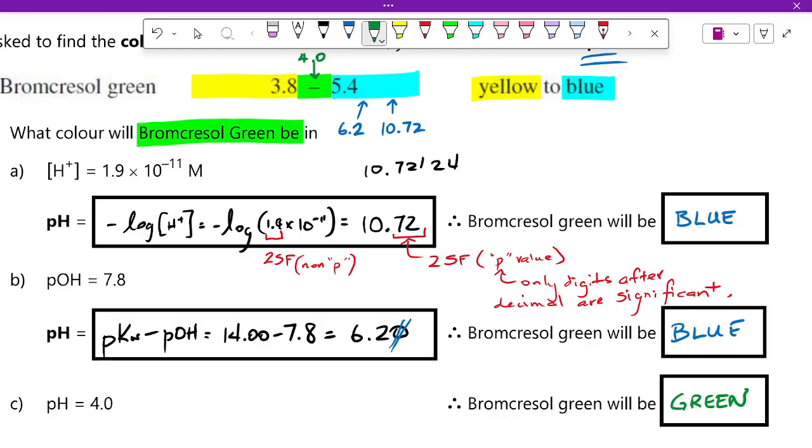And once you're done, you can check your answers up there.